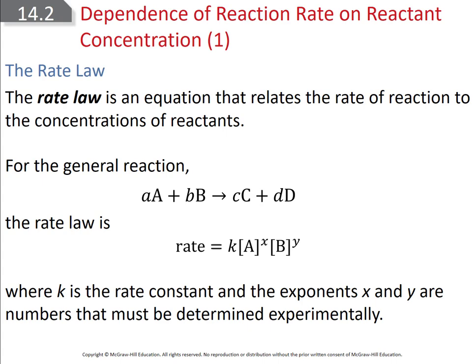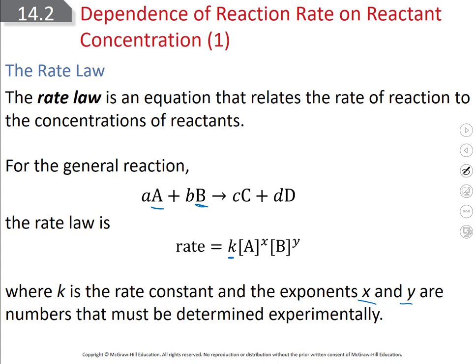So the general way of writing a rate law, if I have a general reaction here, A plus B goes to C plus D, and whatever their stoichiometric coefficients are, the rate law is going to be equal to k, remember k is the rate law constant, times the concentration of your first reactant, A, raised to some order, x, times the concentration of your second reactant, B, raised to some order, y, where x and y are determined experimentally. x and y are not the coefficients.